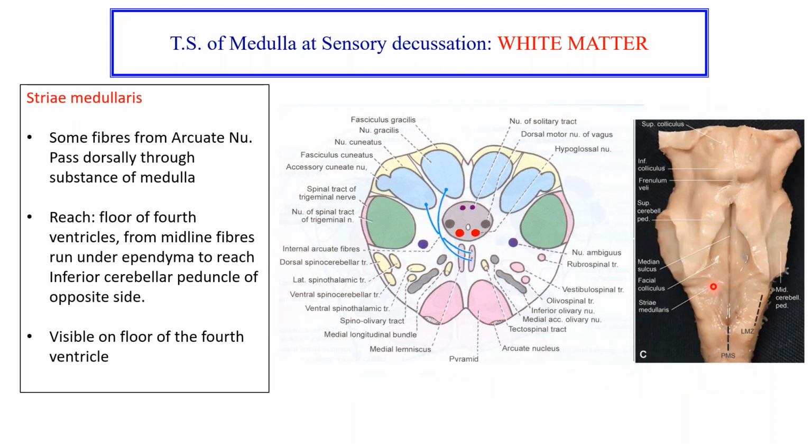Stria medullaris, we talked about the stria medullaris when we were doing the posterior aspect. This is evident on the posterior aspect of the medulla. These stria are fibers from the arcuate nucleus which pass dorsally through the substance of the medulla and reach the floor of the fourth ventricle. From the midline, fibers run under the ependyma to reach the inferior cerebellar peduncle of the opposite side. So visibly, as seen on the floor of the fourth ventricle, these are the fibers of the stria medullaris.